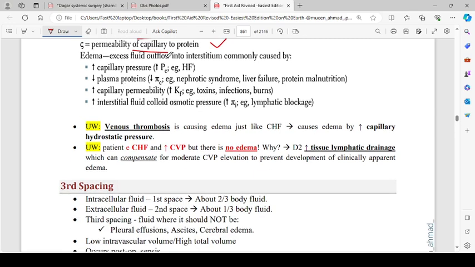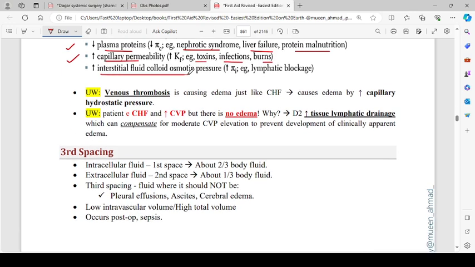Edema means excess fluid outflow into the interstitium, which is commonly caused by either increase in capillary hydrostatic pressure, for example during heart failure; decreased plasma proteins, for example nephrotic syndrome, liver failure, and protein malnutrition; increased capillary permeability, like increasing the KF, for example by toxins, infections, or burns; and increased interstitial fluid colloid osmotic pressure, that is increased pi I, for example lymphatic blockage.